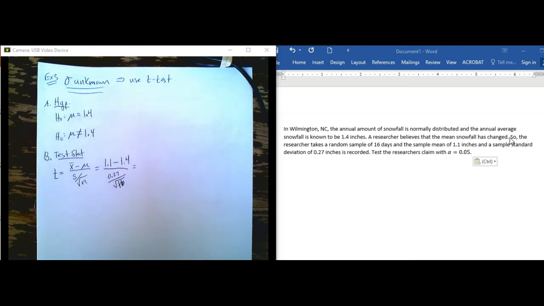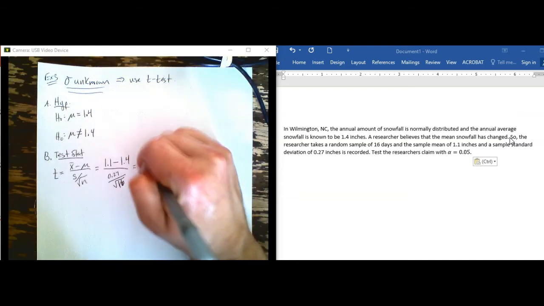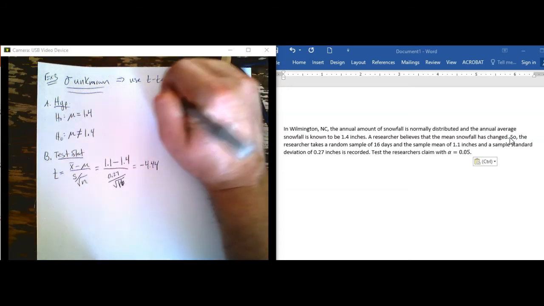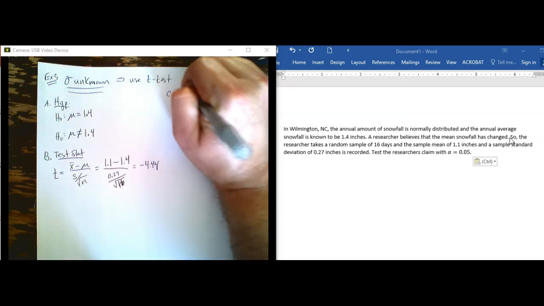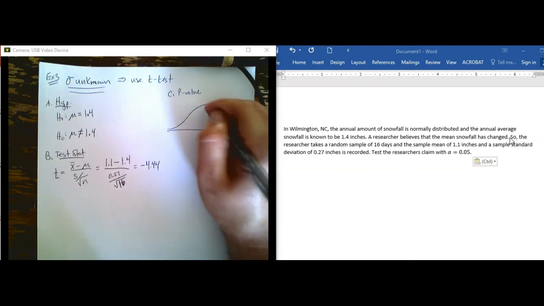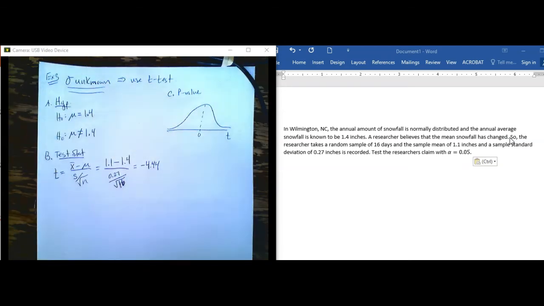So calculating that, we get negative 4.44. It's a pretty big value, right? If we're more than 2 standard deviations away from the mean, we usually get a small probability. So let's see our p-value. Let's draw it. So t, 0 there. All right, so negative 4.44 is all the way over here.